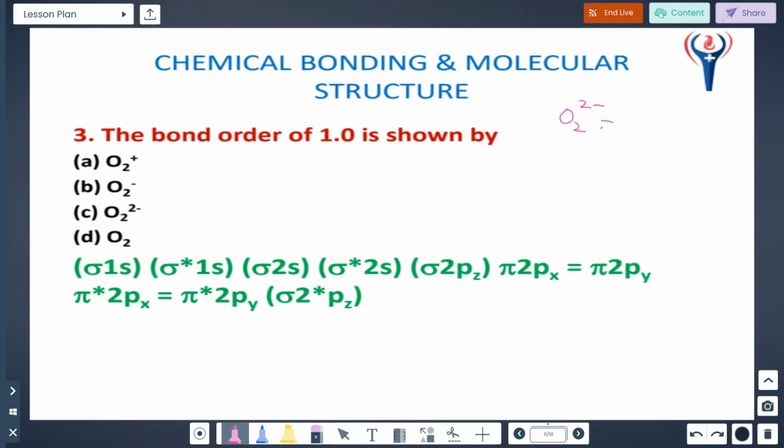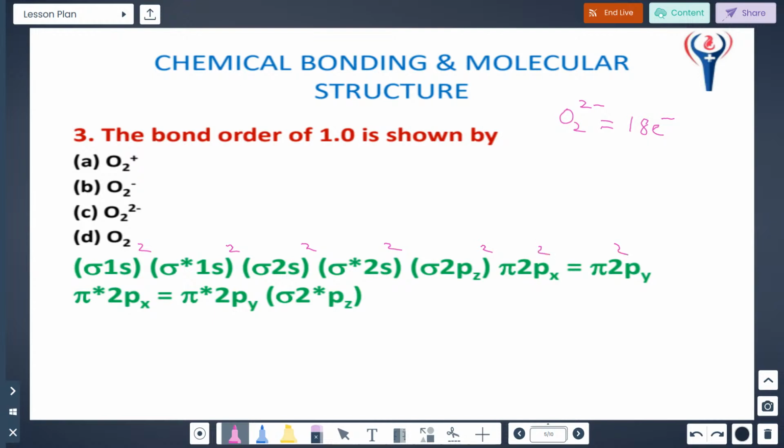How many electrons here? O2 means 16 electrons. 2 minus means 16 plus 2. How many electrons? 18 electrons. Those 18 electrons we have to fill up here. Understood? So how to fill up: as usual, each orbital has two electrons. We can fill up like this.